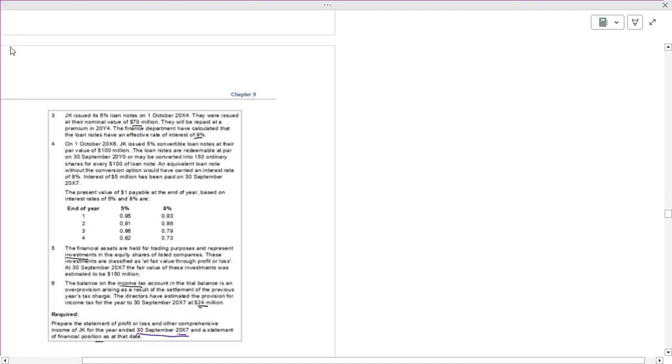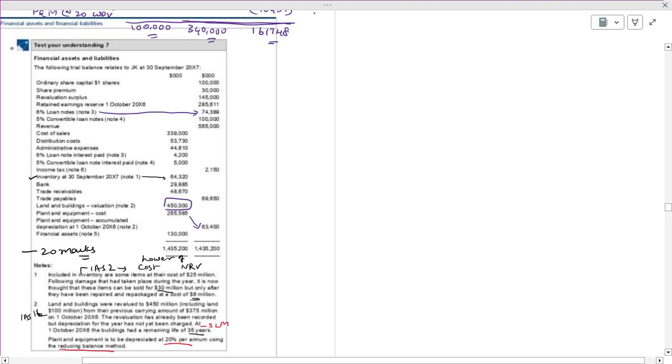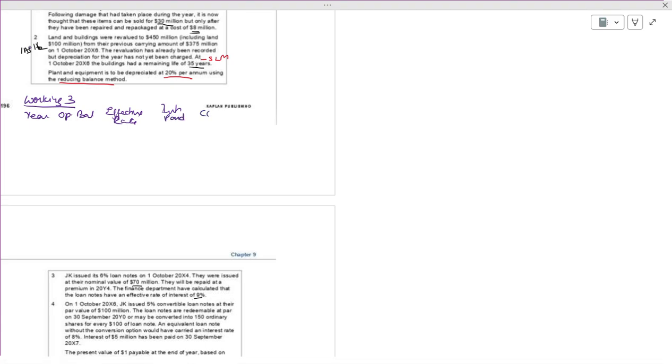How much is the loan notes, check in the trial balance. Note number 3. 74,389, this is the opening balance. Now you will understand. The columns are: year, opening balance, effective rate, interest paid, and closing balance, for the year ending 2007 only.